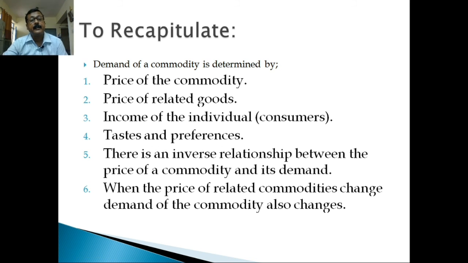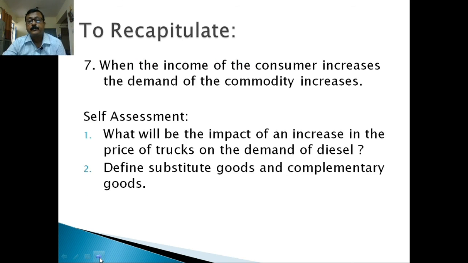Then we have learned that there is an inverse relationship between the price of a commodity and its demand. That means when price increases, demand will fall, and vice versa. And when price of a related commodity changes, demand of the commodity will also change. Next is when the income of the consumer increases, demand of the commodity will also increase. That means when the income will increase, demand will increase. When income will fall, demand will also fall. So these are the things that we have learned today.